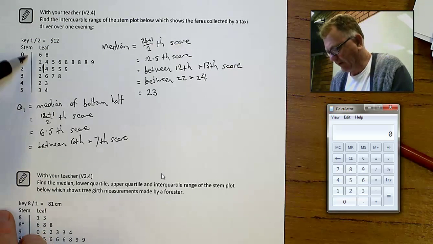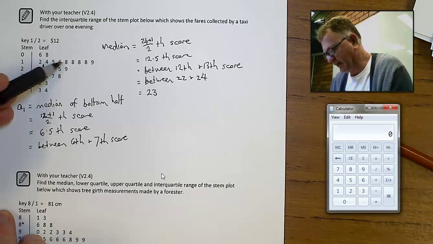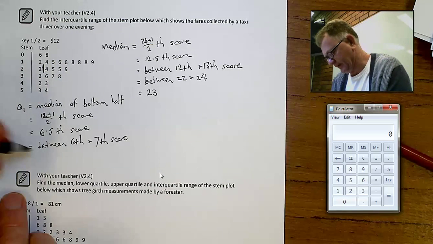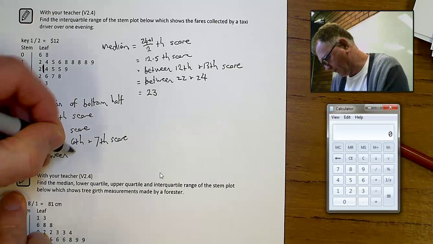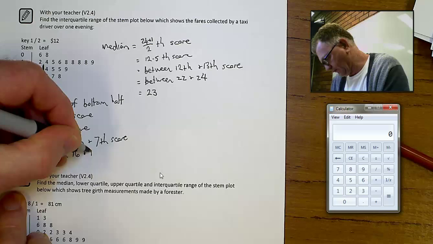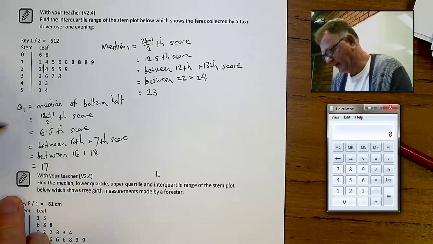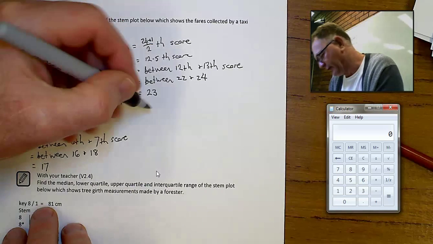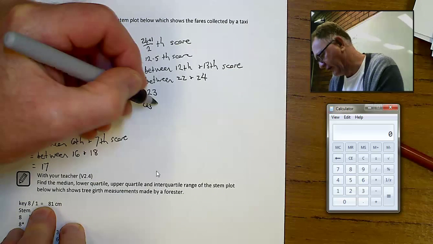Now, we can just count them up. 1, 2, 3, 4, 5, 6, and 7. So it's between 16 and 18. And between 16 and 18 is 17. So the lower quartile is equal to 17. And the upper quartile is easy to find. I'm using the symbol Q3 for upper quartile. You can also use UQ if you like.